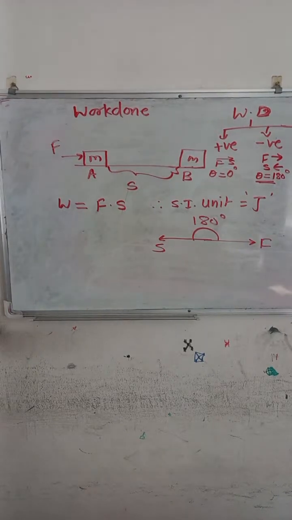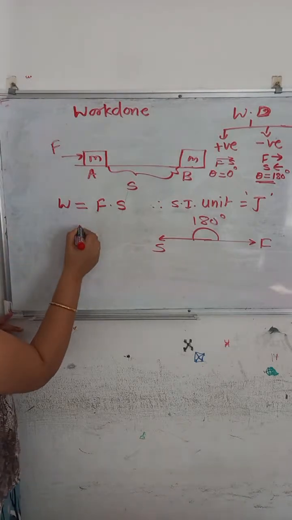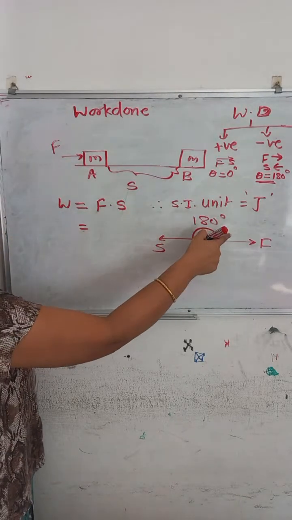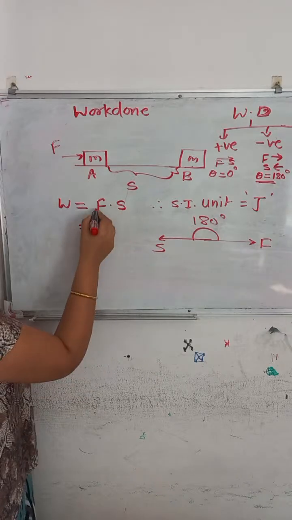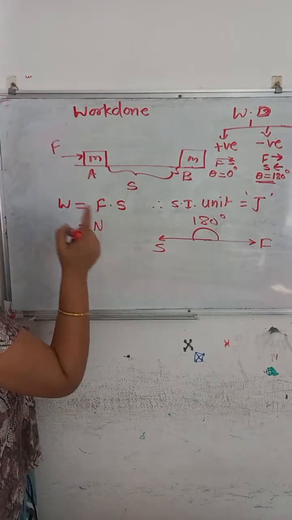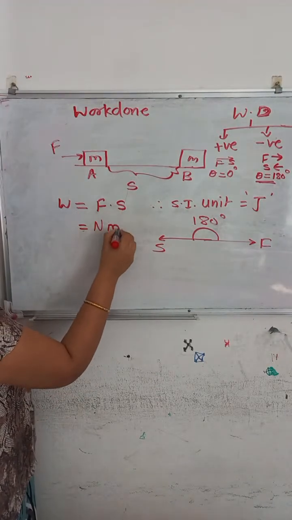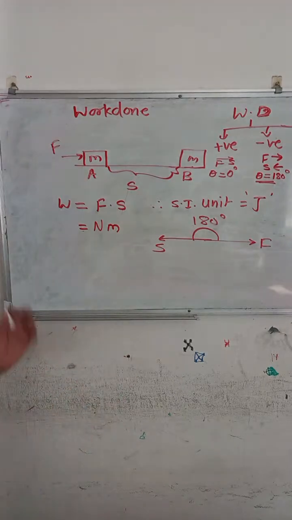Okay, people are writing the work done unit also. Joule is one of the units. Another unit is force, which we measure in Newton, and distance, which we measure in meters, so Newton meter. Both the units are correct. Understood up to here? So take a screenshot of this.